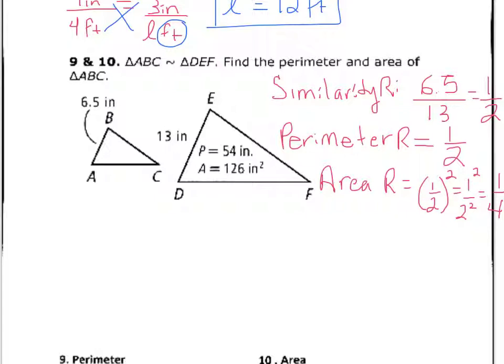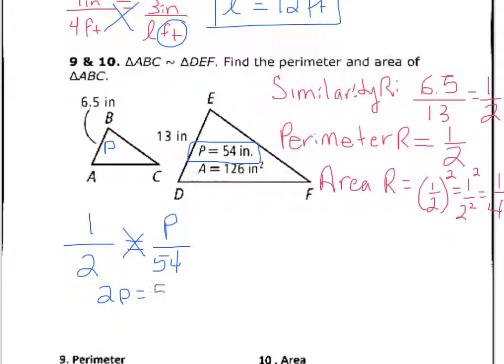Now that I have those pieces of information, all I have to do is set up the proportions. First, I'm going to get the one for the perimeter. My perimeter ratio is 1 to 2. For every 1 unit in triangle ABC, it's twice in triangle EDF. I don't know the perimeter of the small one, but I do know the perimeter of the second one, which is 54. All I have to do is cross multiply. So it's 2p equals 54, so the perimeter is 27. 27, and that is inches.